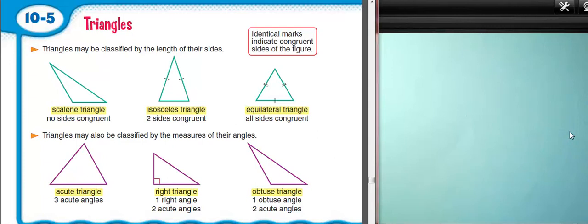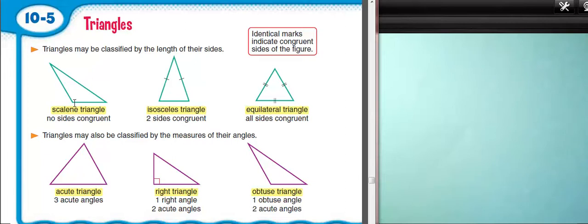Today we'll talk about triangles. Triangles may be classified by the length of their sides, such as that scalene triangle. Look at here, we have a scalene triangle. The measure of angle A will be more than 90 and less than 180. It was a scalene triangle.